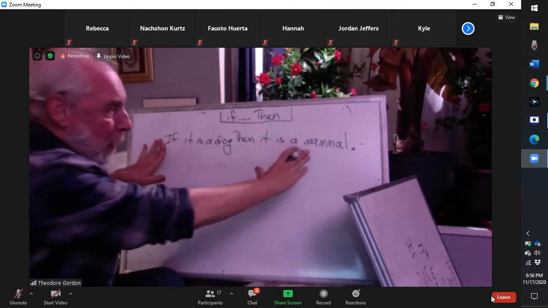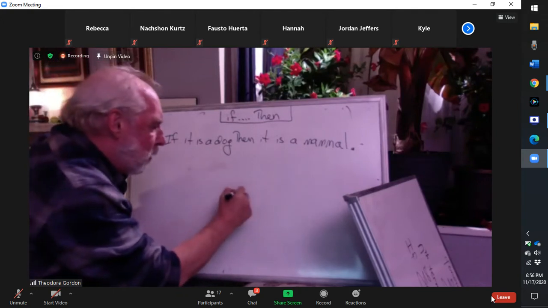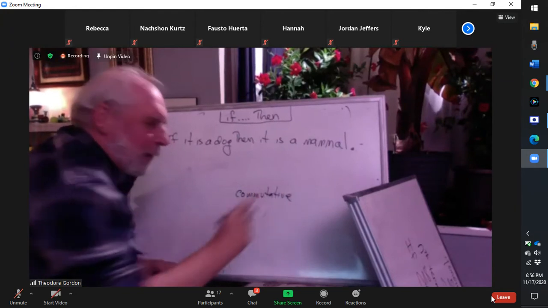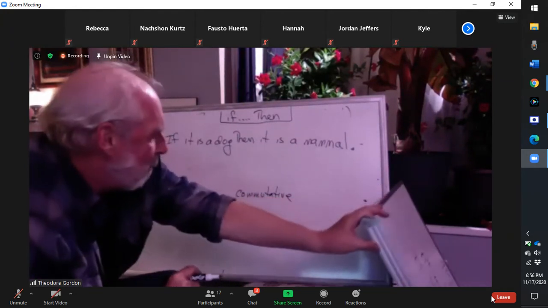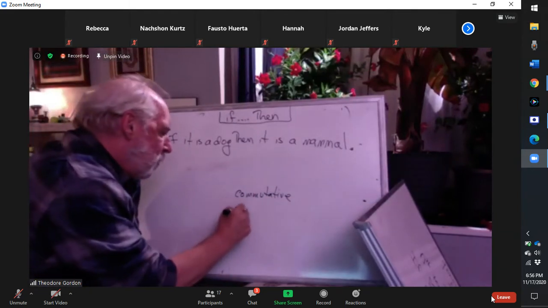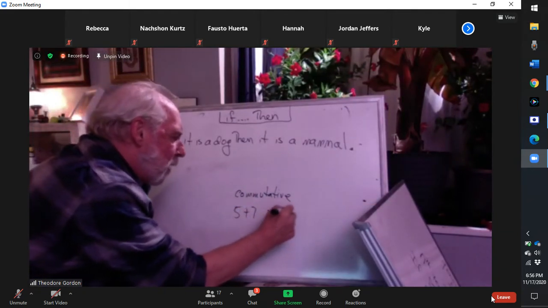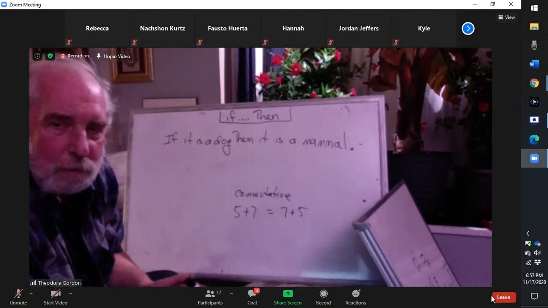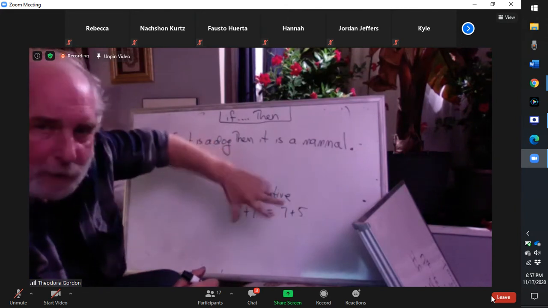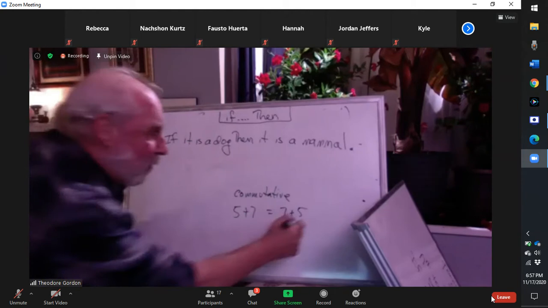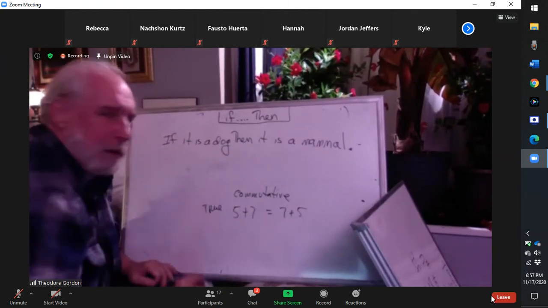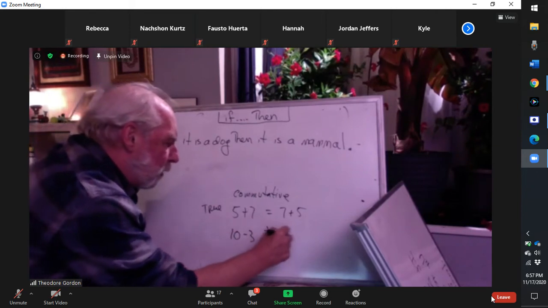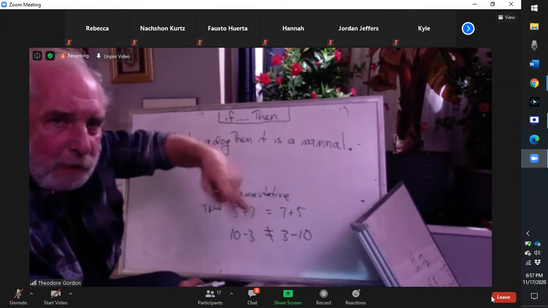Now, can I switch these around? So we have something called commutativity, or for Kayla's benefit, reflexive. Commutative. If 5 plus 7, does 5 plus 7 equal 7 plus 5? Is that statement true? Yeah. So addition is commutative, doesn't matter which order, but not everything. So this is true, but not everything is true. 10 minus 3 is not equal to 3 minus 10. Subtraction is not commutative.